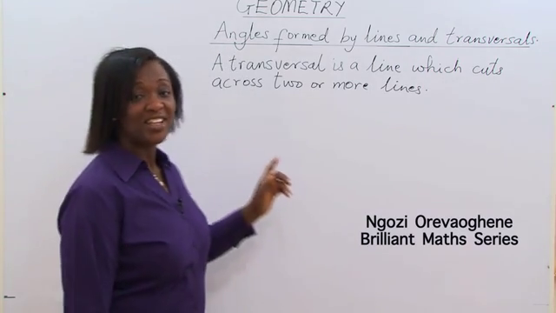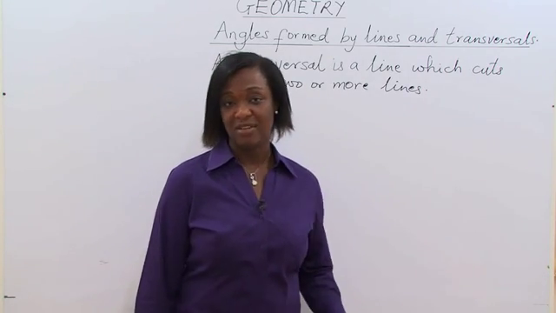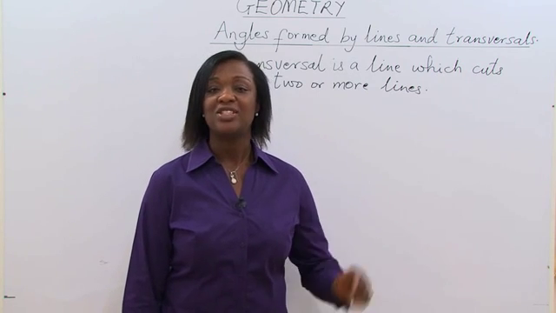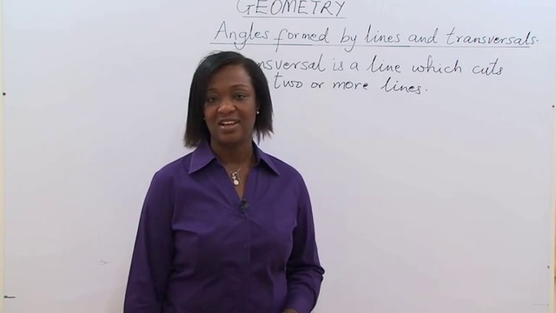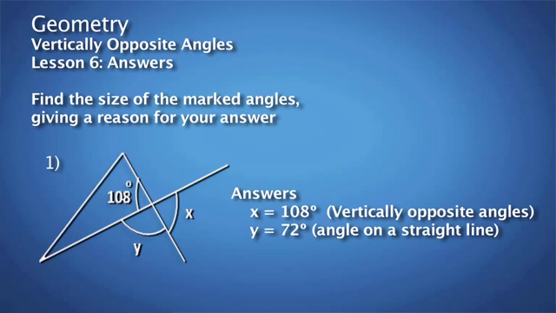Today we are continuing our lessons on geometry, angles formed by lines and transversals, and then we'll look at corresponding angles. But before we go there, let's look at the answers to the last exercise. I hope you were able to do it. Check it out. Number one. We're supposed to find the size of the marked angles, giving a reason for each answer.